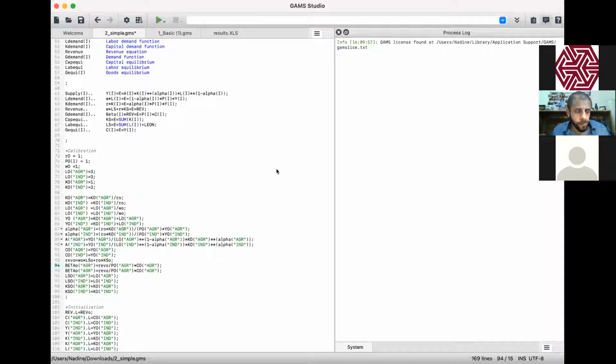So in line 94, right? Yes, I think 94 and 95. I think that agriculture should be replaced by the index I. That's one thing. But what is more important?